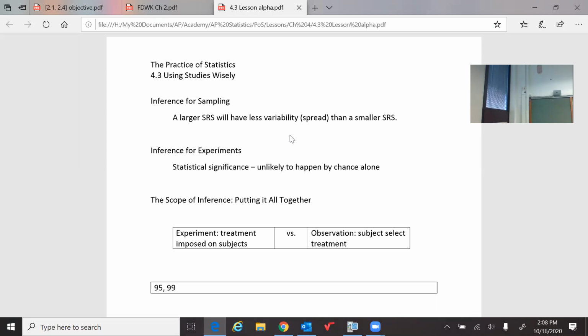And inference for experiments, that's just the heading of the book: statistically significant. You can quantify that. As per the Supreme Court of the United States, or rather, they agree, something that happens less than 5% of the time by chance alone is considered statistically significant.